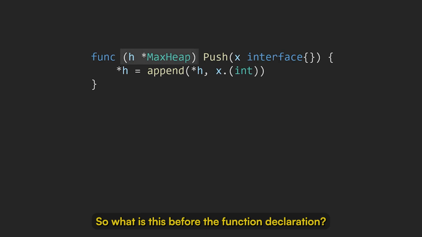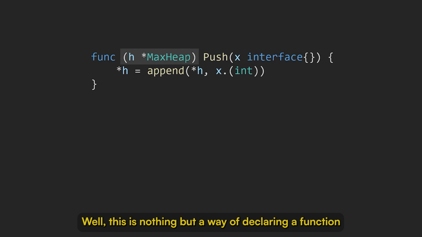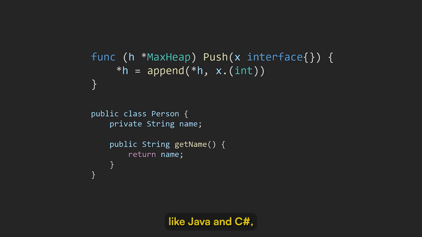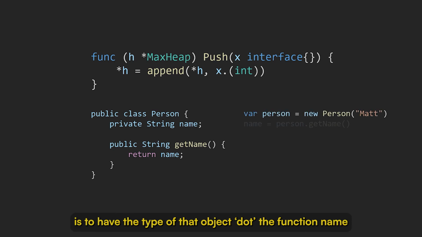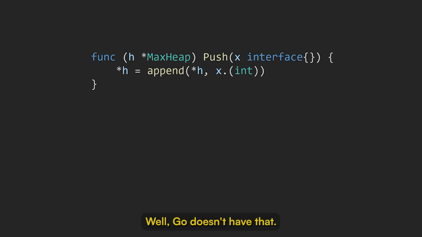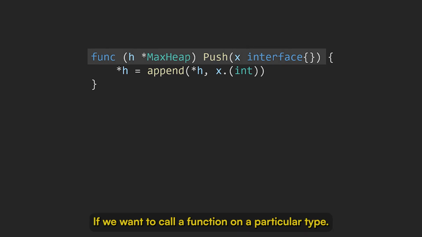So what is this before the function declaration? Well, this is nothing but a way of declaring a function on a particular type in Go. In object-oriented programming languages like Java and C#, we can define functions inside a class, and one way of calling those functions is to have the type of that object dot the function name with all the required parameters. Well, Go doesn't have that. So we define a function like this if we want to call a function on a particular type.